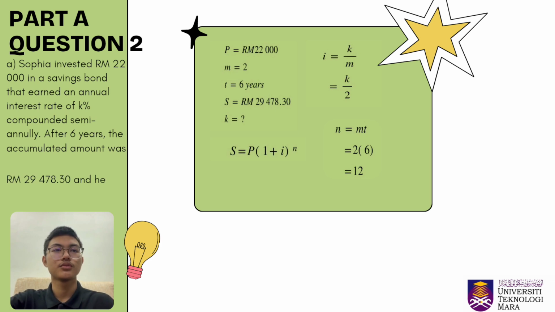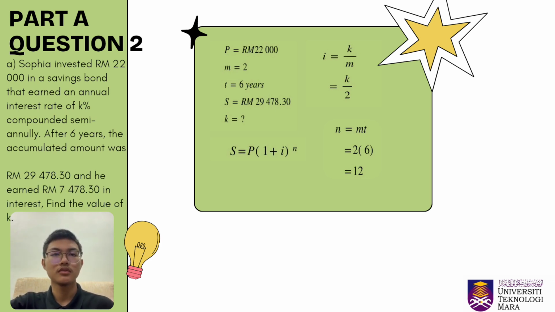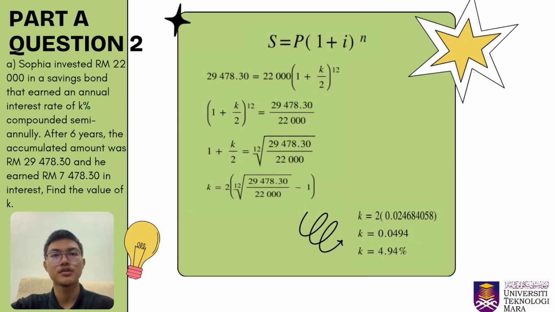So now for question 2, Part A. First, we need to list down every information that are given to us. Now we need to find the value of K. So to find the value of K, we need to use the formula S equals to P times 1 plus I to the power of N. First, we need to find I and N. We can find by using the formula of I equals to K over M and N equals to M times T. So now, after we get all the value, we can substitute all of it into the formula. And by calculating it, we will get the final answer K equals to 4.94%. The answer needs to be percent because K is the annual interest rate.